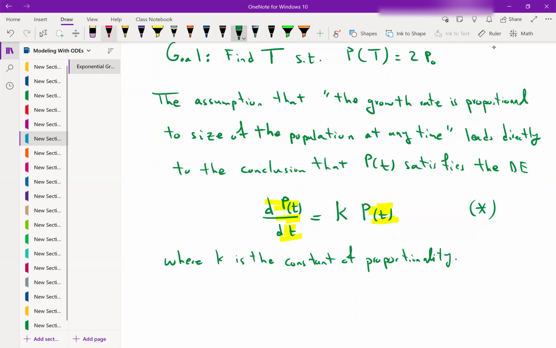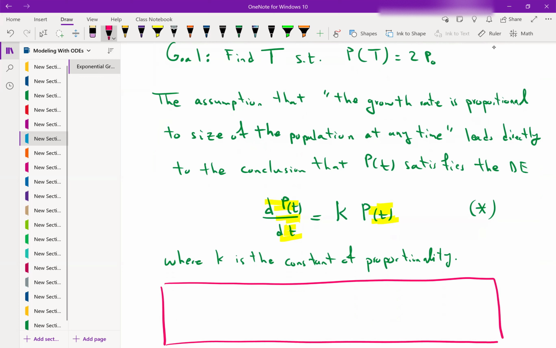But this particular differential equation, where the rate of change is proportional to the current value, it's good to memorize the solution to. Let me remind you of this general fact. If you know that the derivative of a function u with respect to t is proportional to the current value of u, where k is a constant number, then you can immediately say u of t is equal to c times e to the kt.